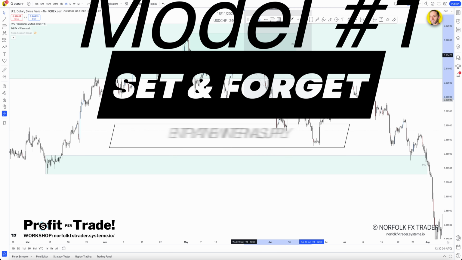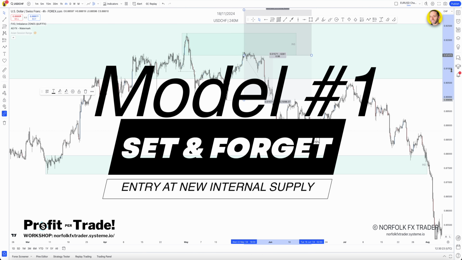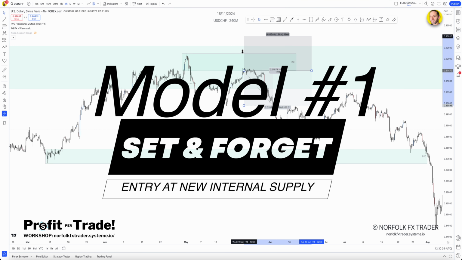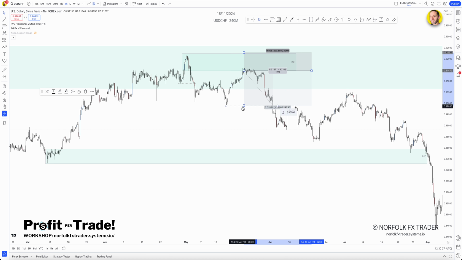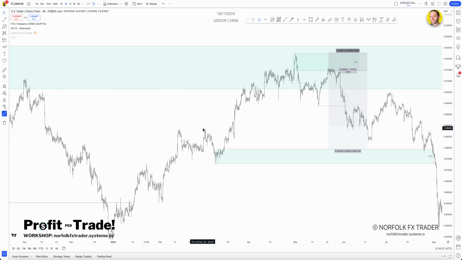Okay, we have a few different entry models I'll go through. An entry off that area of supply with your stop above the high, and you can look for a first target to run this swing low, and then look for a run to this area of demand. Or you can just look for price to run to that demand. That's how I look at trading this.